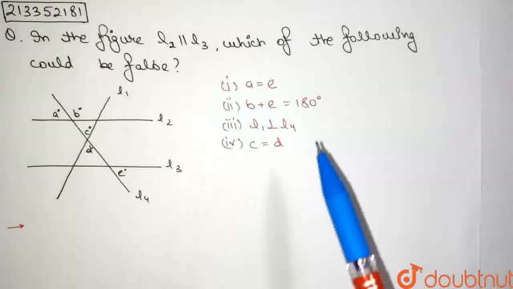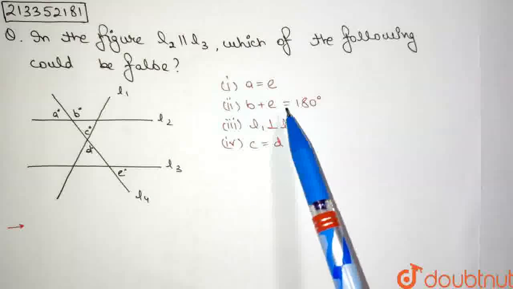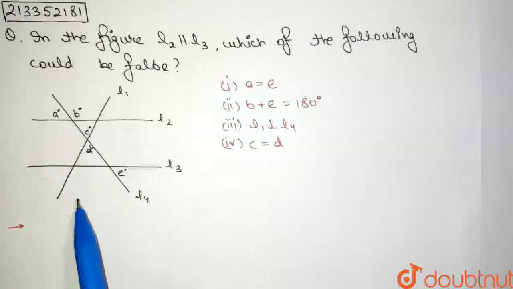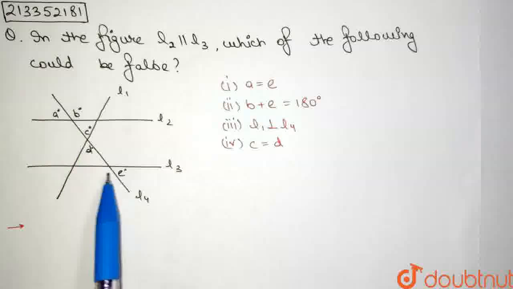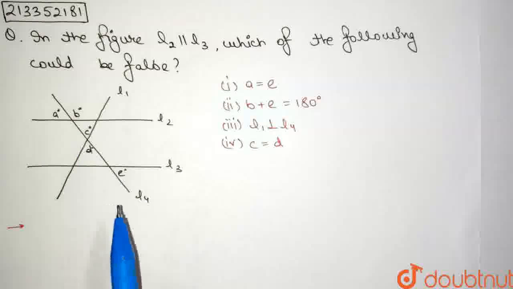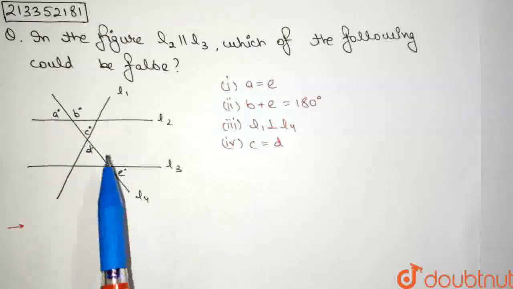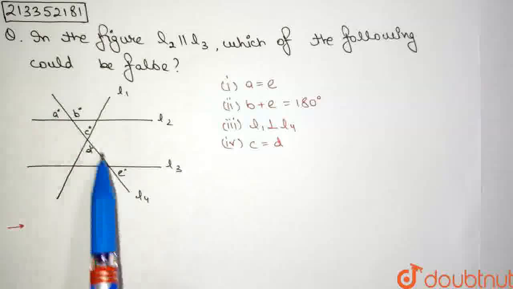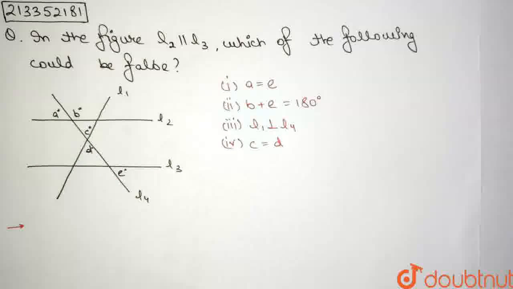Now, there are four options which say A is equal to E, B plus E is equal to 180 degrees. If we look at the figure, we can see that A, B, C, D and E are five different angles in this particular figure, wherein we can see the four intersecting lines. So two are parallel and we don't have much information about the other two lines. Before we dive into this question, we need to look at a few facts. So let us check those things.